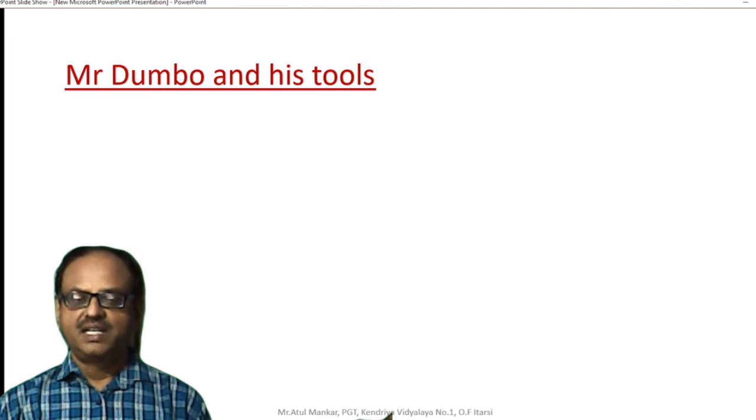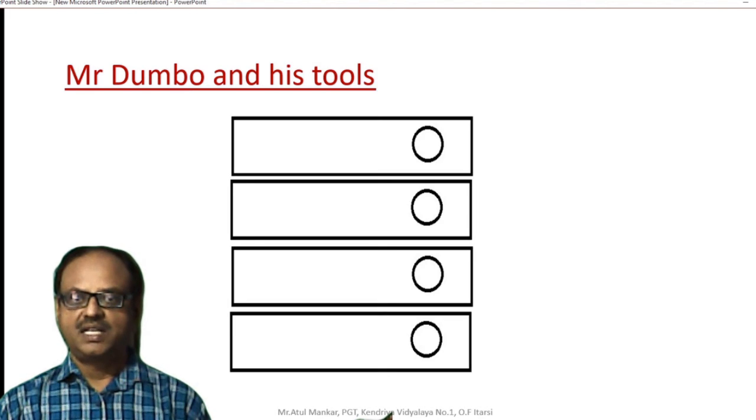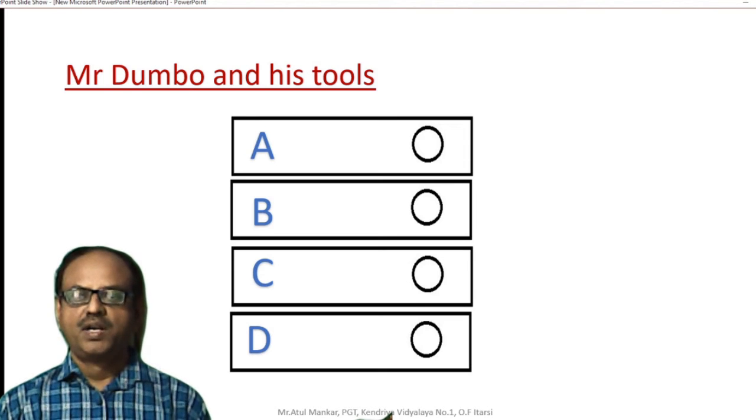We see that these memory locations have to be given names. The names will be provided by us, like A, B, C, D, for each and every location. Dumbo pastes slips on each of the locations as A, B, C, D, or it can be any other name or any other integer also.